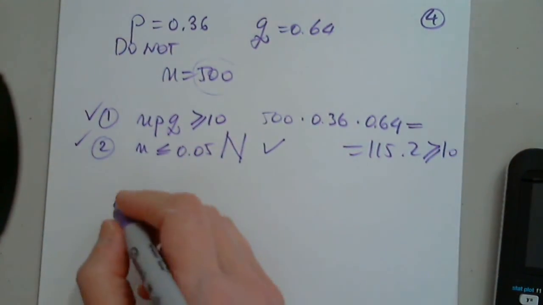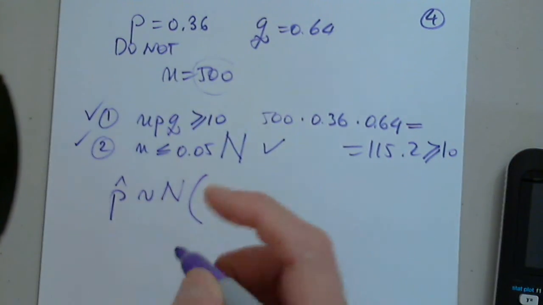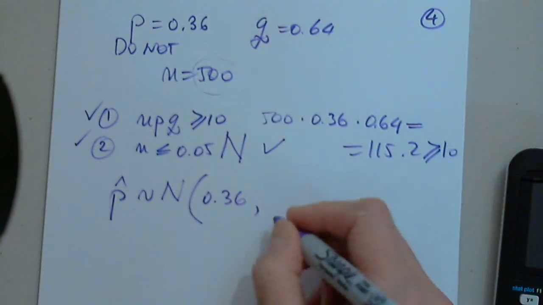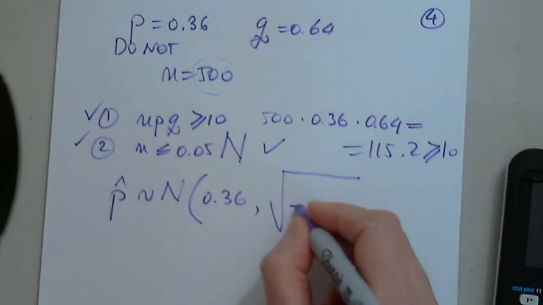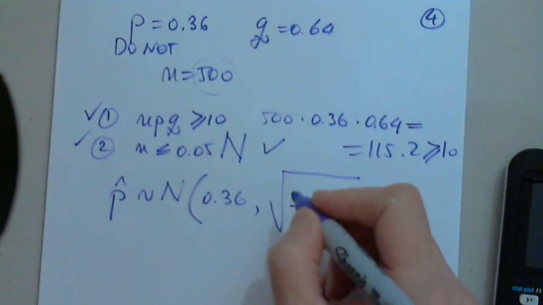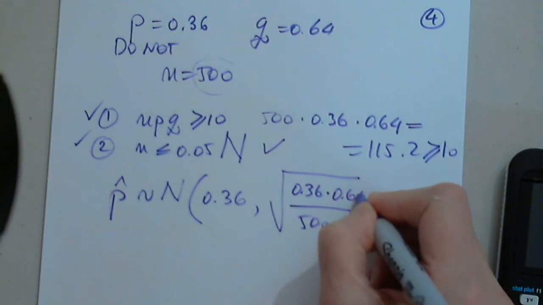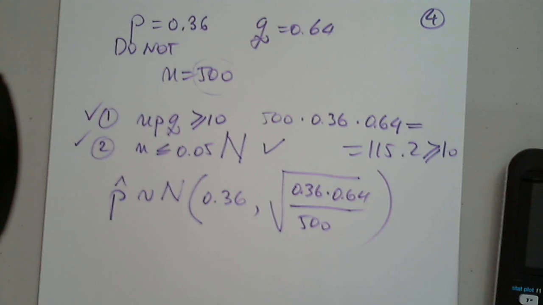So now I will write that p hat is normal with the same mean, 0.36, and the square root of pq divided by 500. Okay, so I'm going to share now, and let's finish it up. Not normally because, approximately normal because, not normal because, approximately normal because. What do we choose? D, as in dog. Very good. Do we all agree?